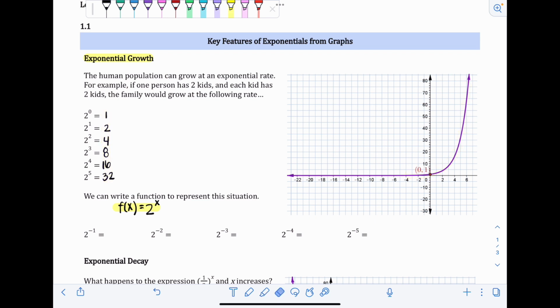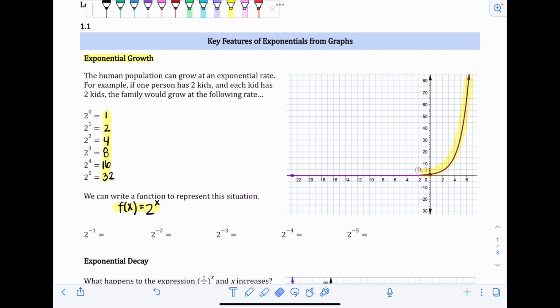Okay, so this graph and the values are an example of exponential growth because the output values, the 1, 2, 4, 8, and so on, those numbers are growing. And if you're looking at a graph, the graph is increasing. It's going up and to the right. It's going towards larger and larger y values. So this is exponential growth.